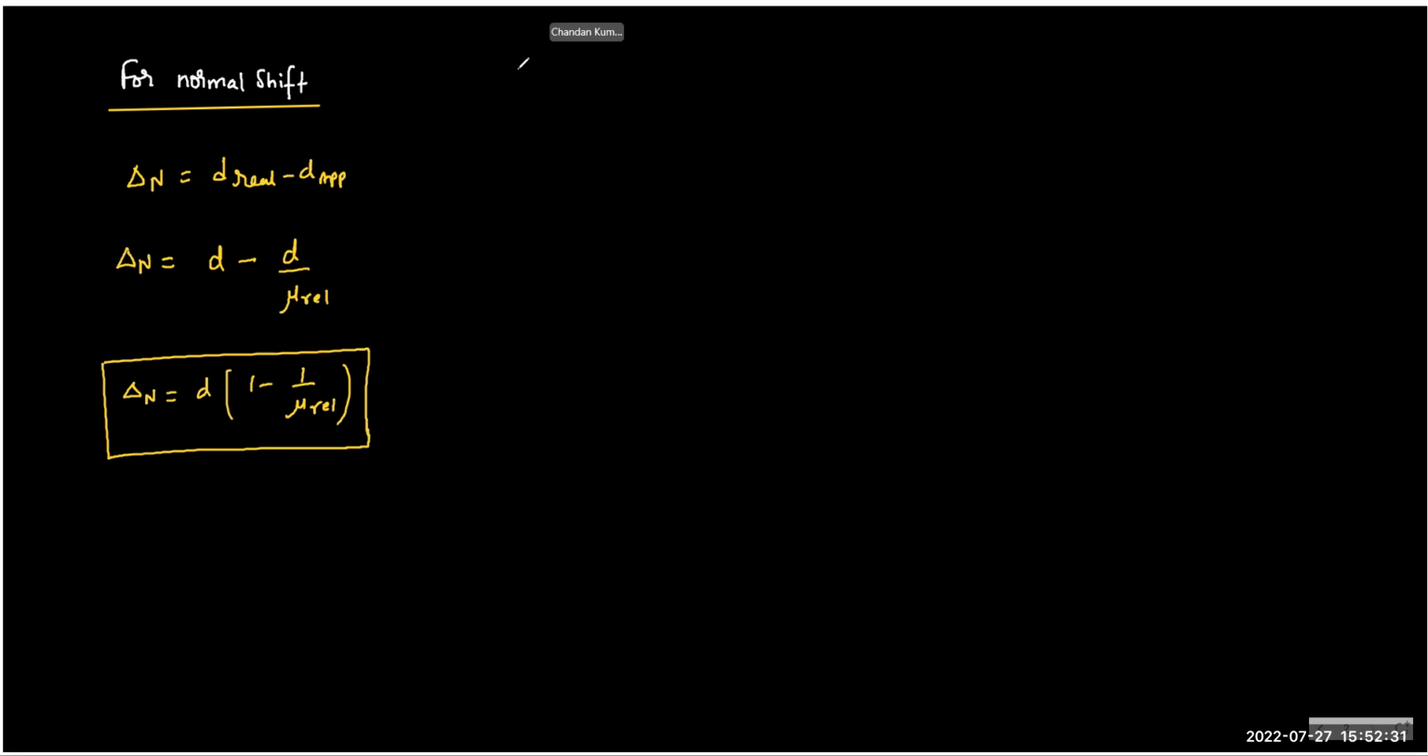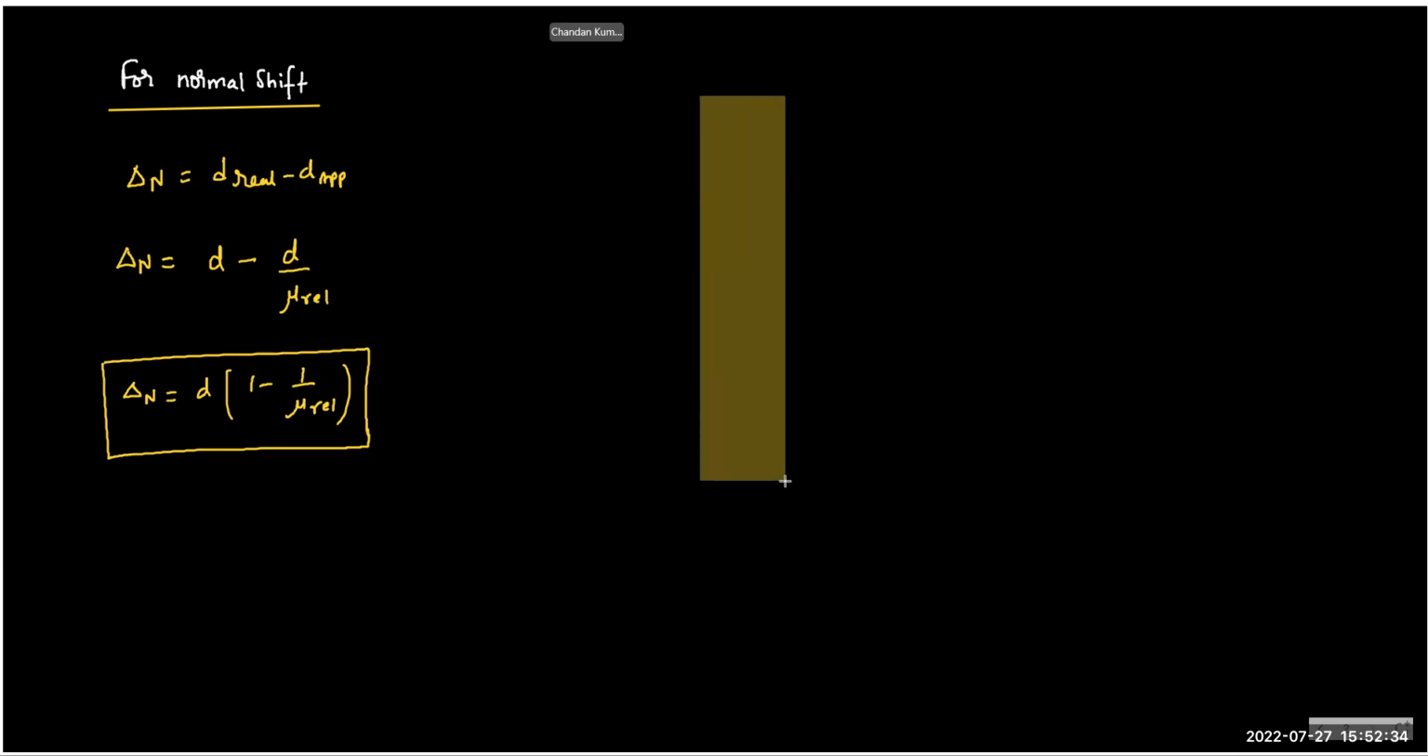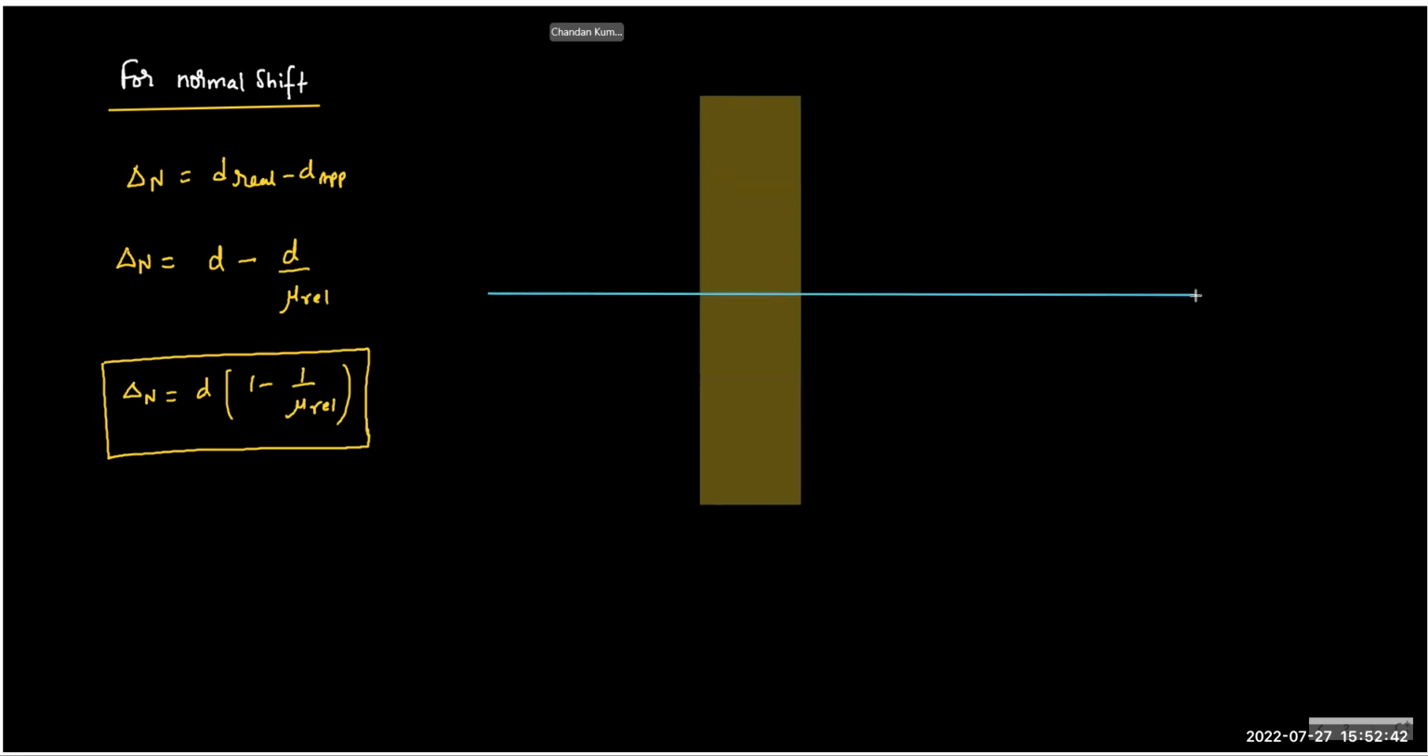So the next question is, if we have a slab of certain thickness, and again our syllabus is all about the near normal incidence. So let's say we have an object here. A person is trying to look at this object from the other side. So how will the light go? One ray will go like this, but a single ray cannot create the image.